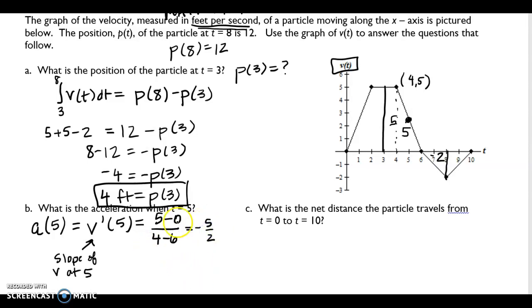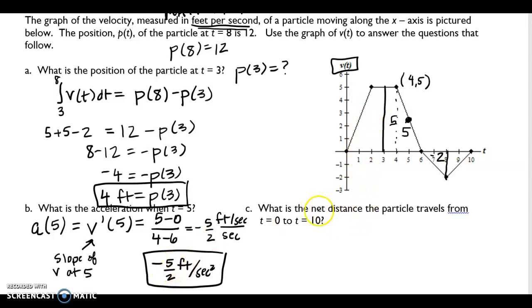Thinking about the units here, remember we had velocity on the top, time on the bottom, so that's feet per second. Or if you want to write it the way we see acceleration a lot of times, just feet per second squared. Either of those will be acceptable.